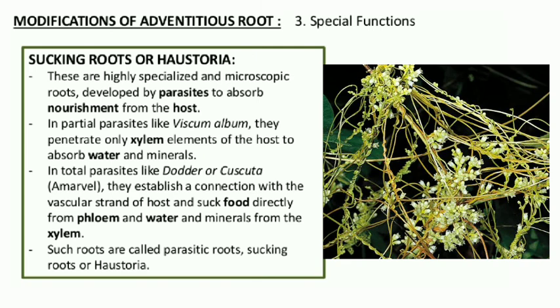So these are some of the modifications of the root for mechanical support, for storage of the food, and to perform some special functions, mainly in case of the epiphytic plants, right?